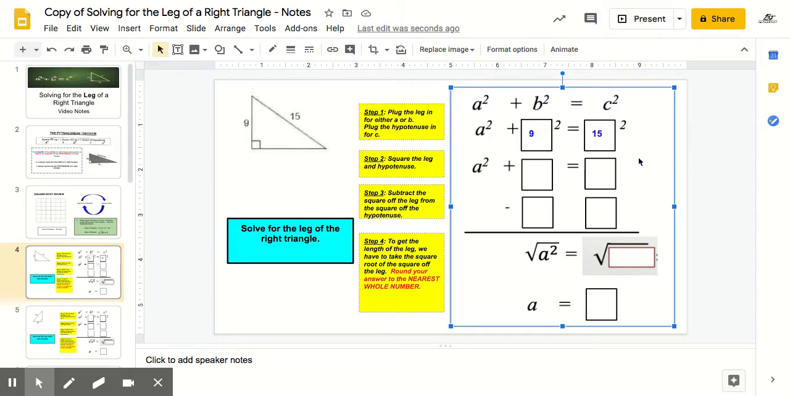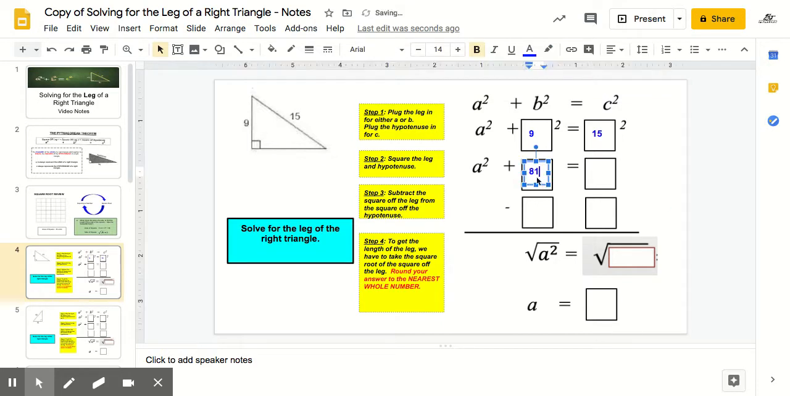That's step 1. Step 2 is to now square the leg and square the hypotenuse. Again, notice how I just brought down the a squared because I don't know what a is yet. So I just bring it down. Now I have to square 9. 9 squared is 81. Remember, when we're squaring a number, we're taking that base, that number, the larger number, and multiplying it by itself. We're not doing 9 times 2. You're doing 9 times 9. Then I have to square my hypotenuse, which is 15 squared, which equals 225.